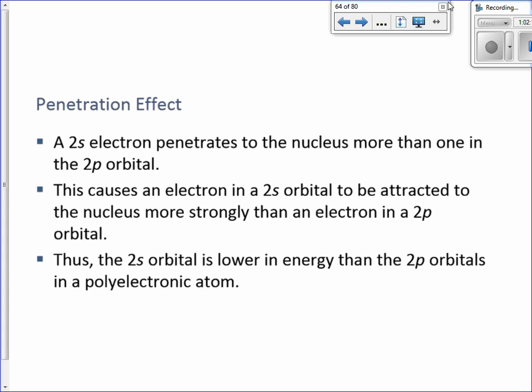In those polyelectronic atoms, because there's more than one electron, some electrons get pulled closer, and that particular orbital is lower in energy. And then we get our different stairs in our Aufbau diagram, allowing for the 1s being lower than the 2s, which is lower than the 2p, the 2p is lower than the 3s, and so forth as we travel up.